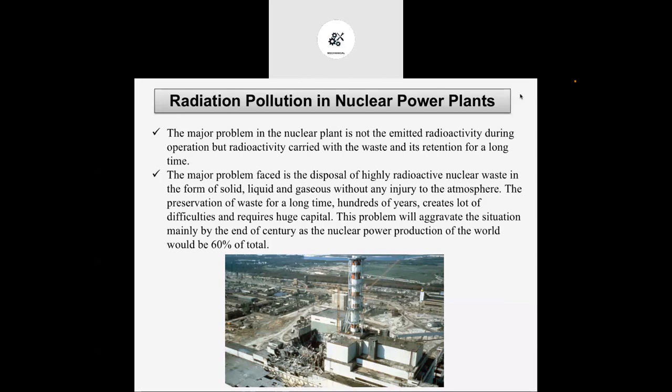Okay, we saw that in the case of Chernobyl. Also, we saw that in the case of the Fukushima power plant shutdown that happened in 2011, and the Chernobyl accident which happened in 1986.